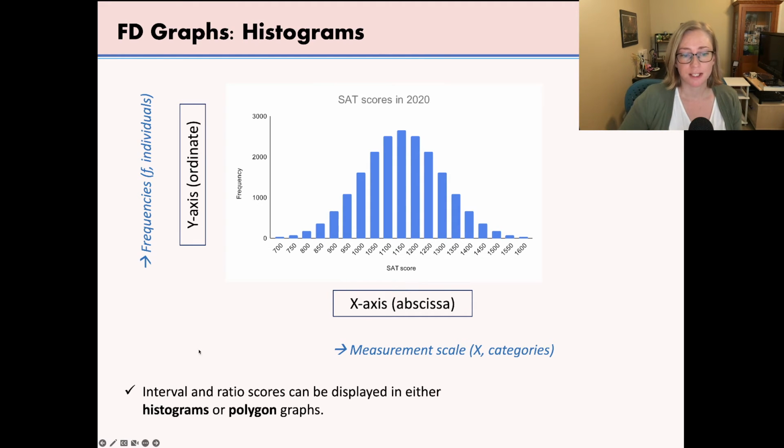So in interval or ratio scores, remember we have 4 scales of measurement: nominal, ordinal, interval, and ratio. These last 2 that are numerical can be displayed with a histogram or a polygon. I'll show the polygon in a second.